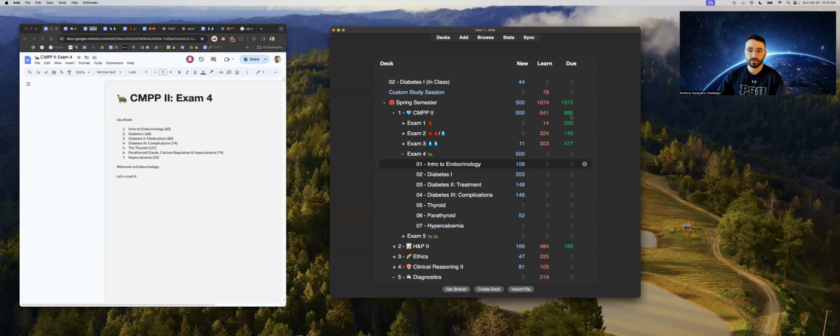So the idea here is, we have an exam on Wednesday. It's a beast. It's the first one on endocrinology. Not really sure what to expect here. We have 7 PowerPoints to get through. My goal for this session is to get through the first 4. The first one is Intro to Endocrinology. The following 3 are all on diabetes.